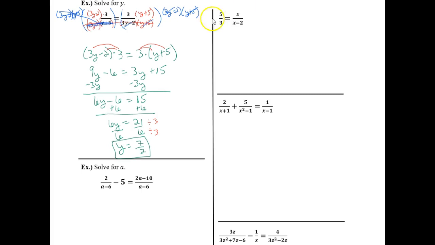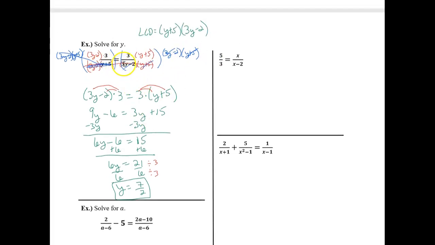Again, we want to check our domain of the original equation. So looking at the y plus 5, that means that y could not be negative 5, right? Negative 5 plus 5 would make 0. And looking at the second denominator, if you solve that by setting it equal to 0 and solve for y, you would have to add 2 and divide by 3. So y could also not be 2/3. So 7 halves is part of our domain, and you should plug it back in to check to make sure it's equivalent.